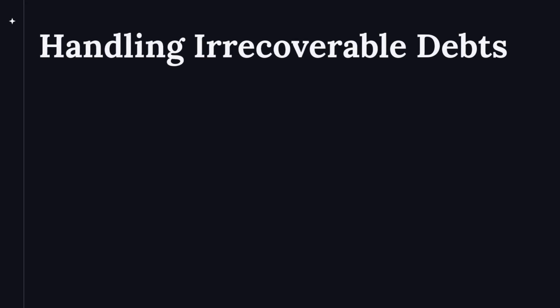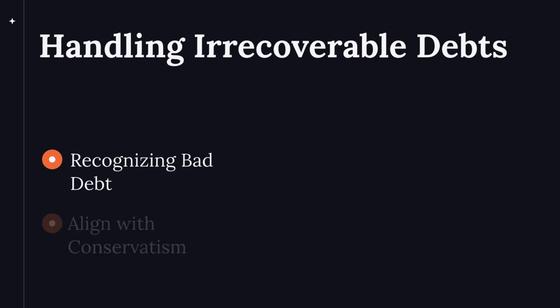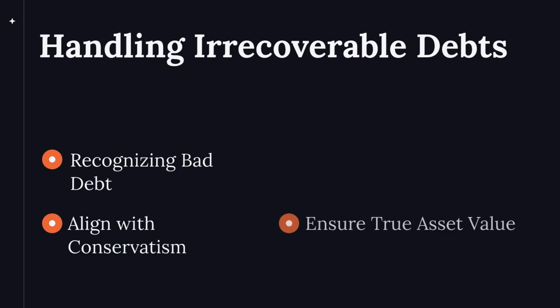Handling irrecoverable debts involves recognizing bad debt expense. Provision for doubtful debts estimates uncollectible receivables. These practices align with the conservatism principle. They ensure financial statements reflect true asset value. Accurate provisions are crucial for financial health.